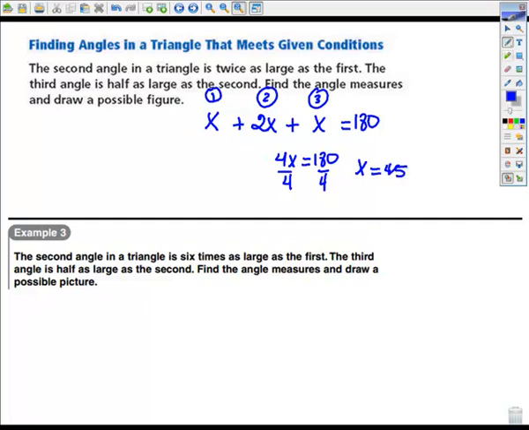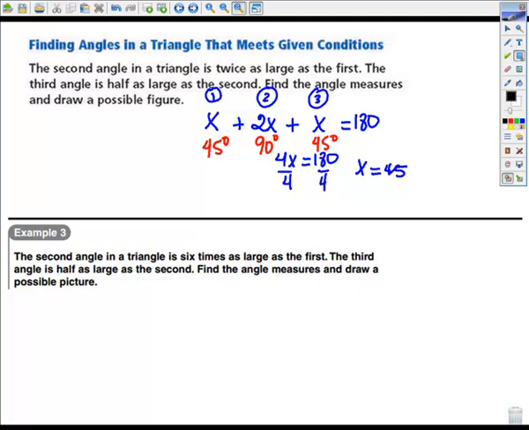Now, if you look at this, I know that angle 1 is 45 degrees and angle 3 is 45 degrees. 2 times 45, angle 2 is 90 degrees. So it says draw a possible picture.